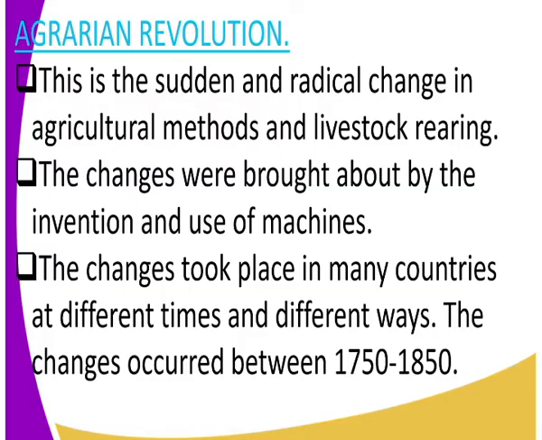Thank you. Let's move on. Now, the changes were brought about by the invention and the use of machines. I've already talked of that. If you used to use your hand in digging, now you use the machines, what you always see today. Those are some of the changes that were brought about by agrarian revolution. Talk of invention. And the changes took place in many countries at different times and in different ways. We must get to know that it occurred between 1750 and 1850. It's a long time. None of us was born at that time.